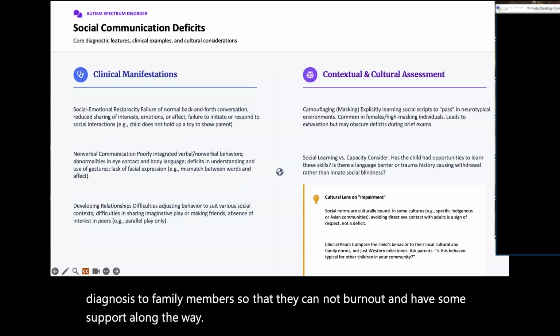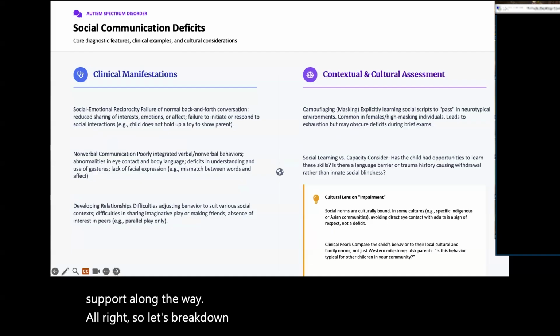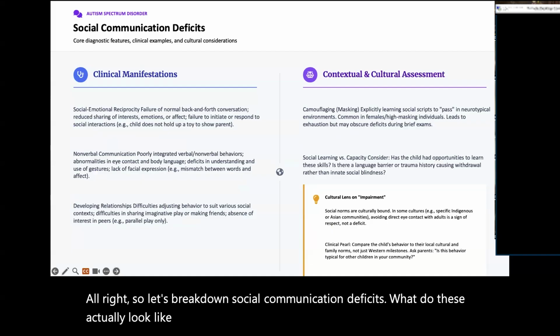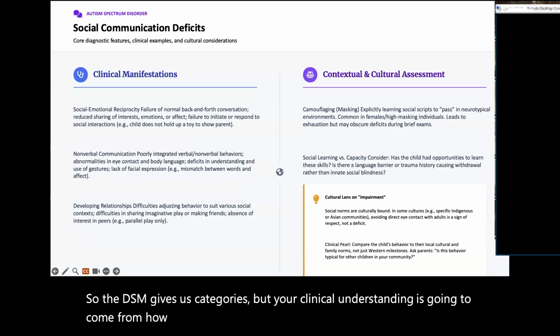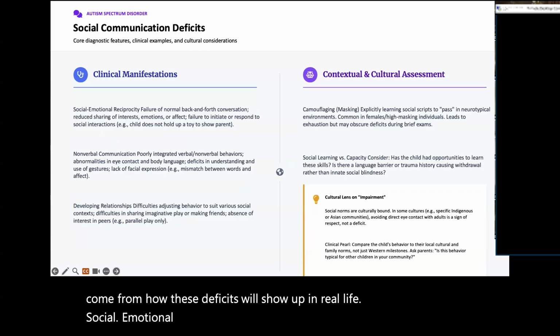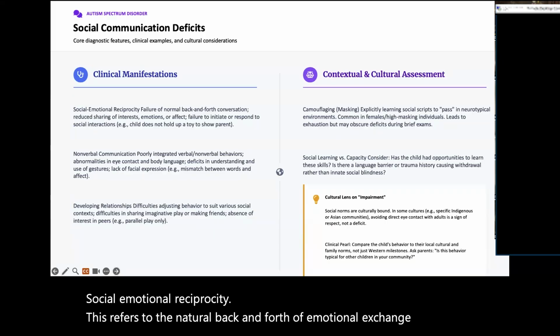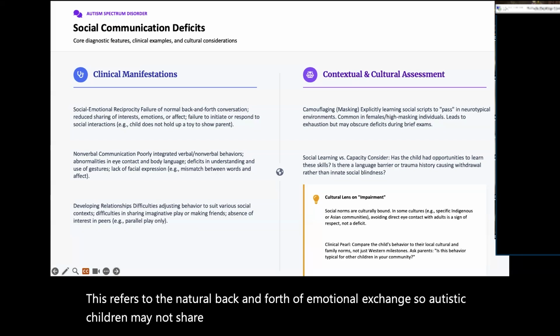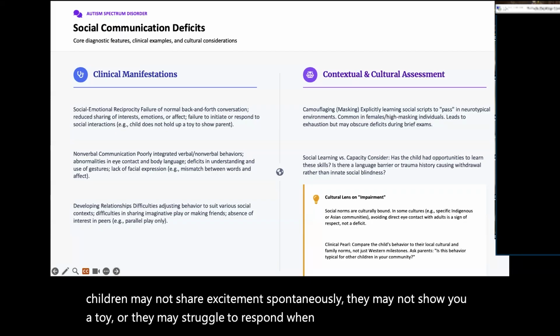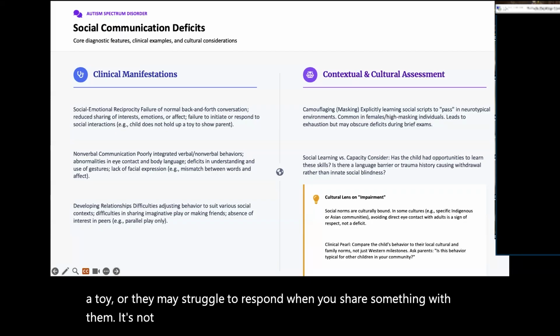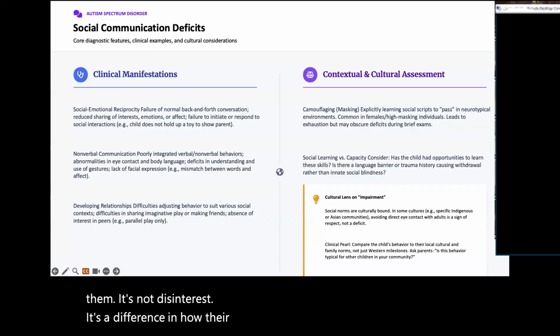All right. So let's break down social communication deficits. What do these actually look like in autism? So the DSM gives us categories, but your clinical understanding is going to come from how these deficits show up in real life. Social emotional reciprocity. This refers to the natural back and forth of emotional exchange. So autistic children may not share excitement spontaneously. They may not show you a toy, or they may struggle to respond when you share something with them. It's not disinterest. It's a difference in how their brain is processing social cues and internal motivation to connect.